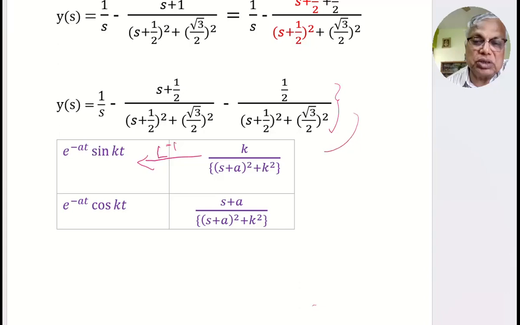So this term is similar to this, right? And this term is similar to this. So Laplace inverse of this is e power minus at sin kt, and Laplace inverse of this is e power minus at cos kt. So let me write the inverse of this using this formula.